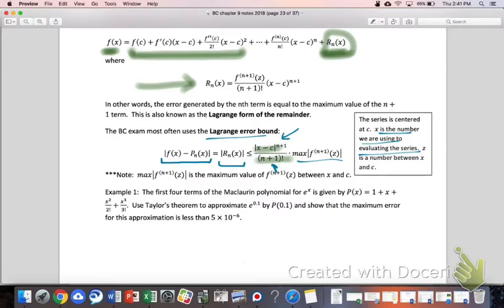The thing on the right is a little bit tough because it says we want to know the max value of the n plus 1th derivative of z. We've got x's, we've got c's, but where does the z come from? Here's what z is. Z is some number on the interval from x to c. You think about the c, you think about the x. Z is going to be some number in between there.